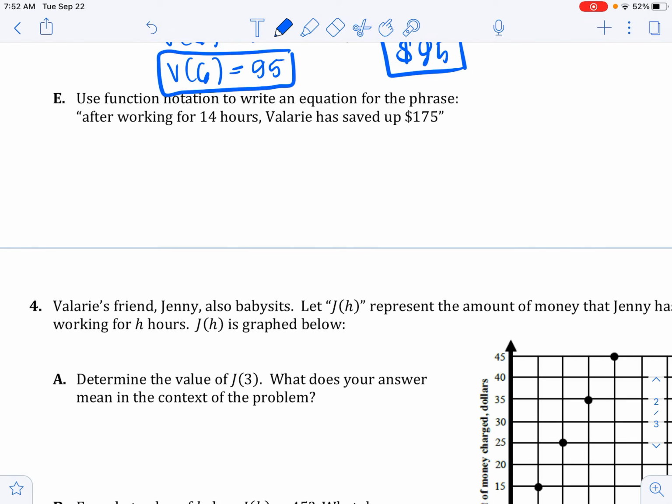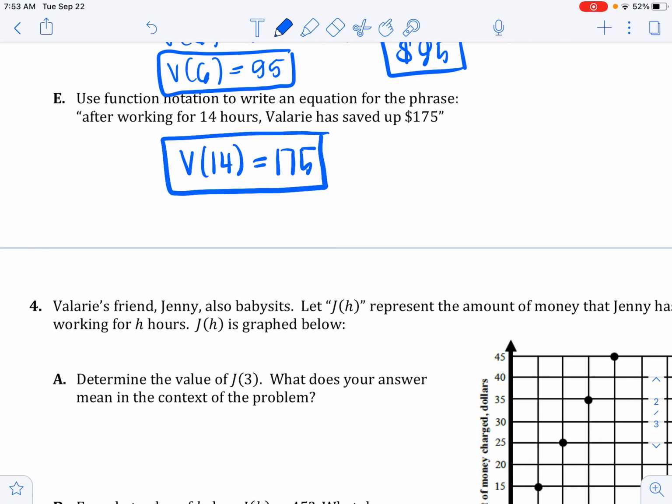Next one, use function notation to write an equation for the phrase, after working 14 hours, Valerie has saved up $175. Go ahead and pause the video and write an equation that represents that. All right. V of 14 equals 175. See that?